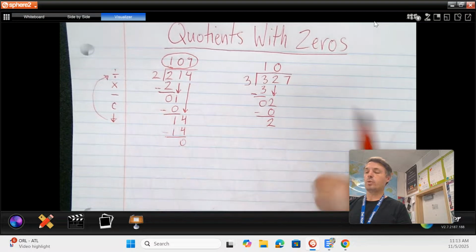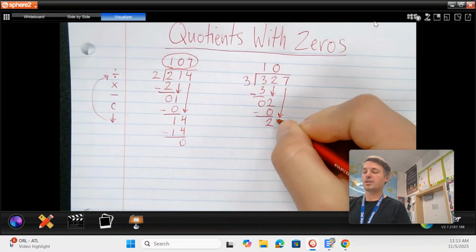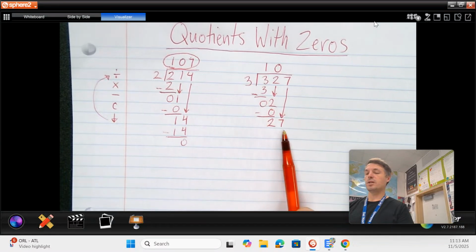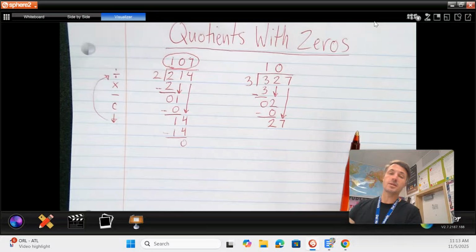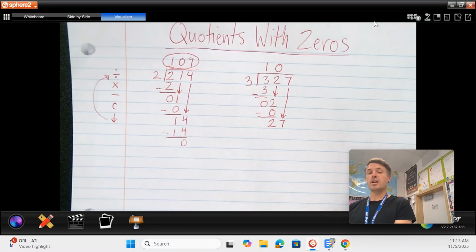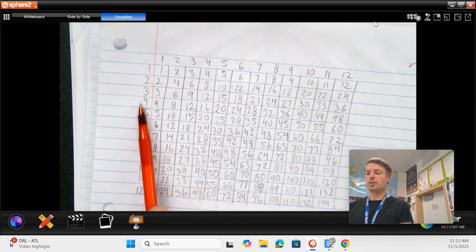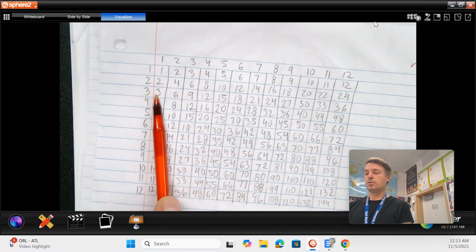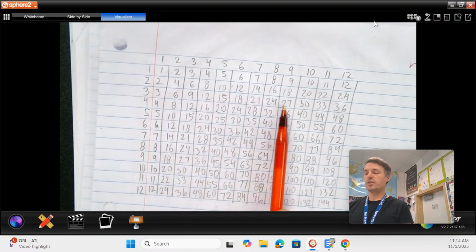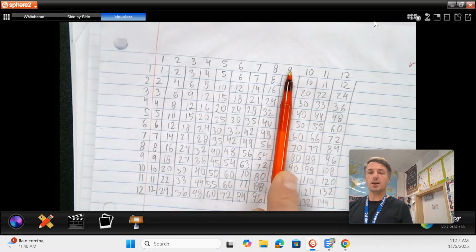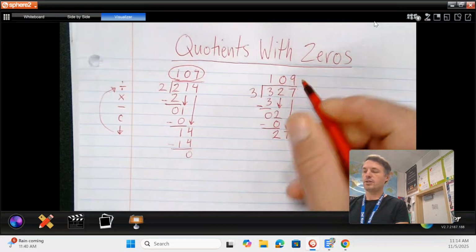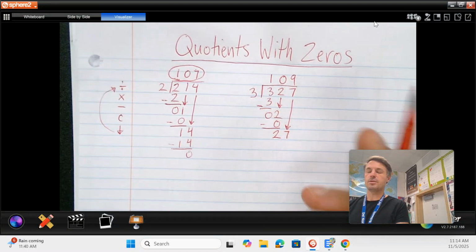Now we bring down. We bring down the 7 next to the 2. We go back to divide, but now we're dividing 3 into 27. And again, if you know that 3 times 9 is 27, you know that 3 can fit into 27 9 times. But if you don't know that, you just go to 3, you go over to 27, and then you go straight up. 3 can fit into 27 9 times. So we put a 9 right here, because 3 can fit into 27 9 times.